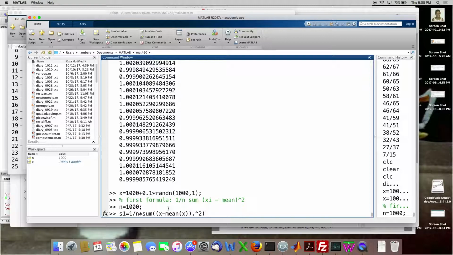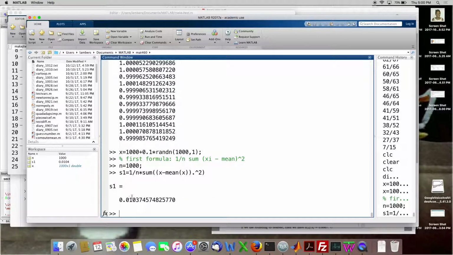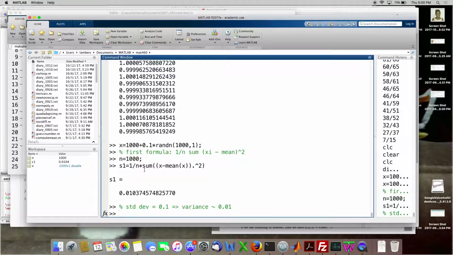So now I've x subtracted from mean. All elements are squared, and that's what the dot square does. You need the dot because this is a vector. And then the sum function will sum them up. And notice what you get is near 0.01. Actually, I should have called this V1 because it's a variance, not a standard deviation. Standard deviation is 0.1. Therefore, the variance of a sample is supposed to be 0.01, and sure enough, it is. So the other one should be also.